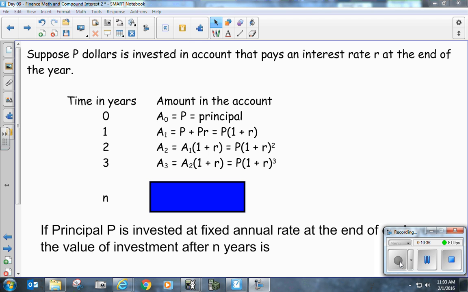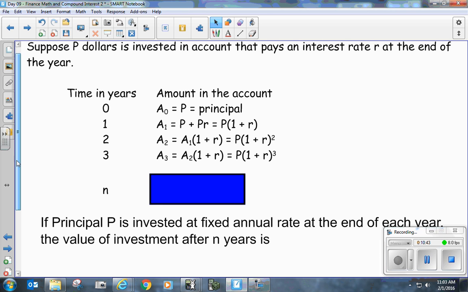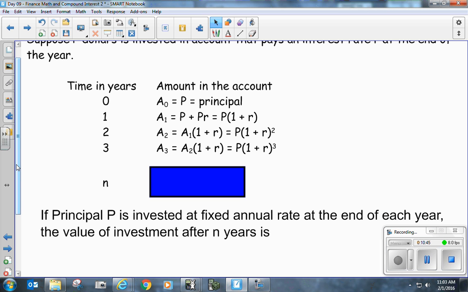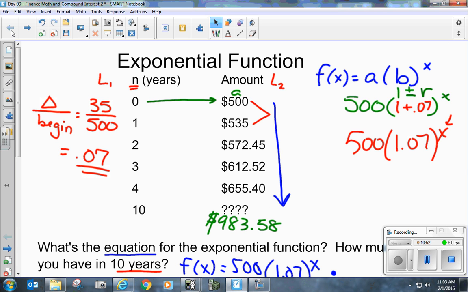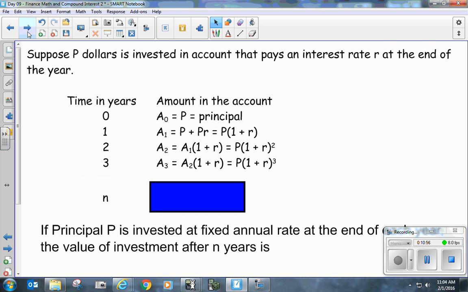Suppose you have P dollars that are invested in an account that pays an interest rate R at the end of the year. That's all fine and dandy. But they say A sub 0 equals P, which is our principal amount. What is our principal amount back here? It was 500, wasn't it? Yeah. So really, this is just our A value. This isn't anything new. That shouldn't be scary. But look what they do next.